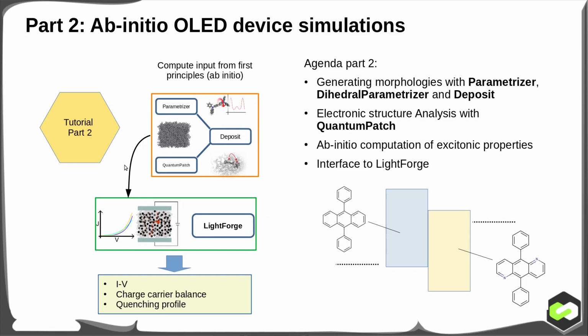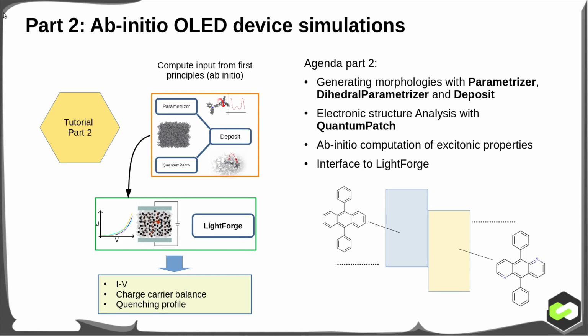The model system we are simulating today is a bilayer OLED, or at least the emission system. It consists of two layers: the molecule DPA illustrated to the left, and the molecule DPPQ in the right layer. As Franz will explain later, we will include additional layers, however, for simplicity on a parametric level. So let's get started with the morphology generation.